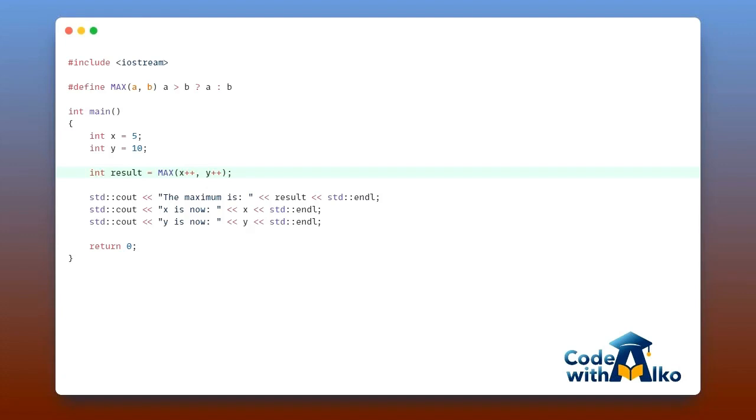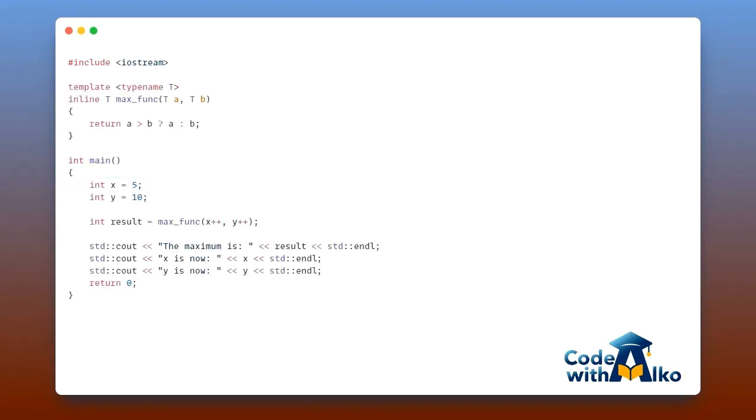So how do we fix this? We use a modern C++ feature that gives us the best of both worlds, an inline function. Now take a look at this much clearer version. Here's what's going on here. Instead of a macro, we've created a proper function. We've also made it a template function, which means it can automatically work with different data types, such as integers, floats, or doubles. Notice the inline keyword at the start of the function definition.